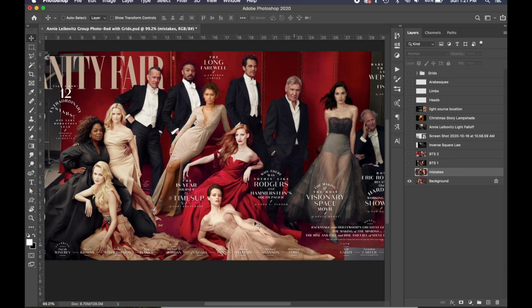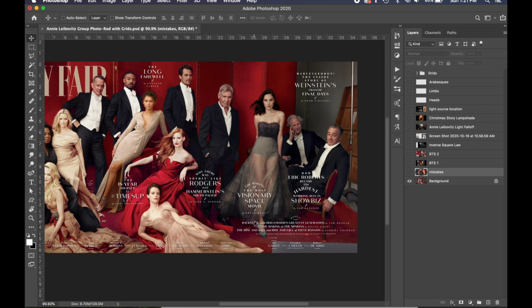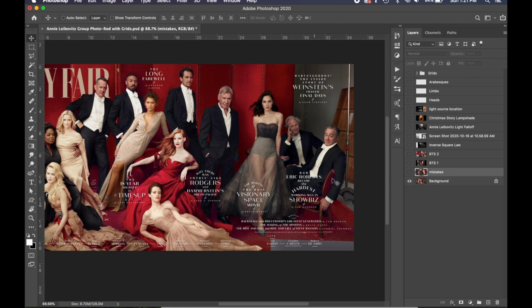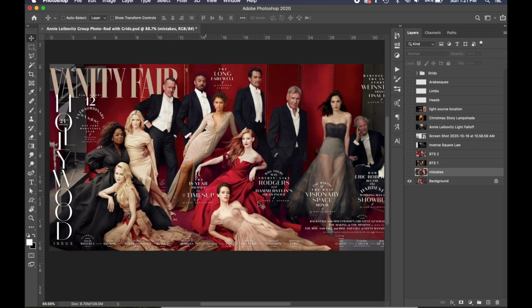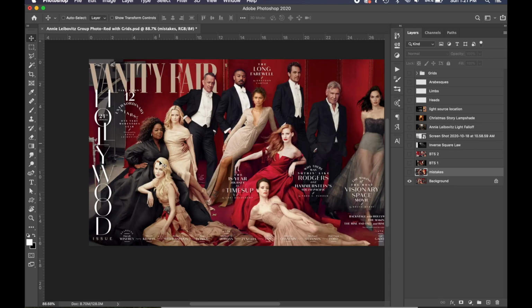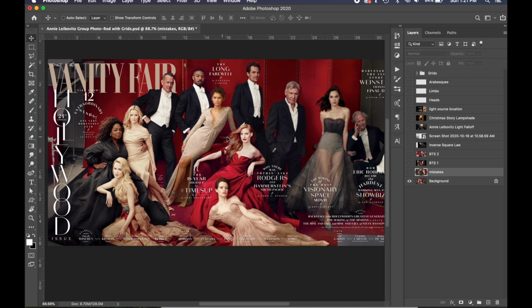As my guess, I would say that these guys are composited. That's 1 shot, 2 shots, 3 shots, 4 shots right here, and then these guys right here together. So that's what I would say.